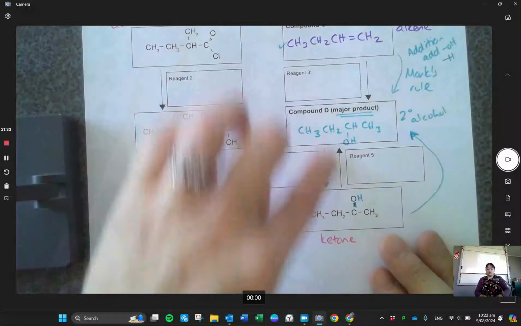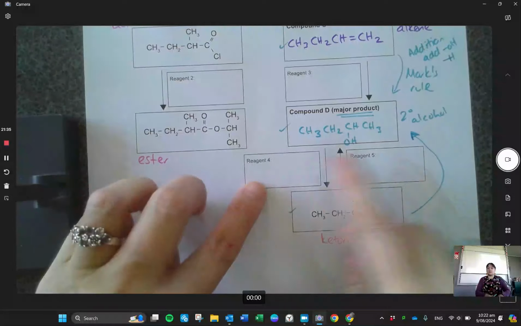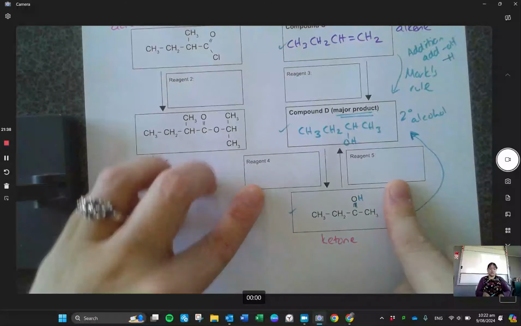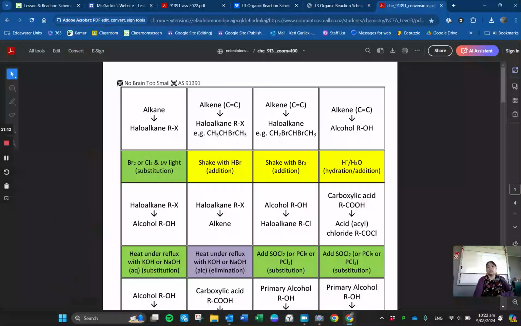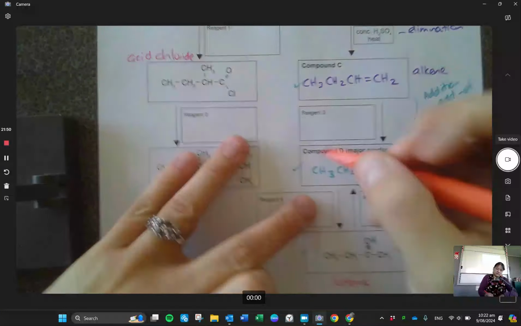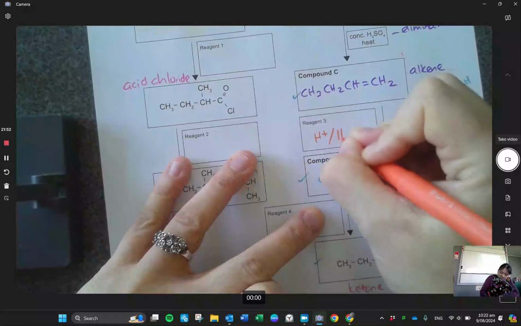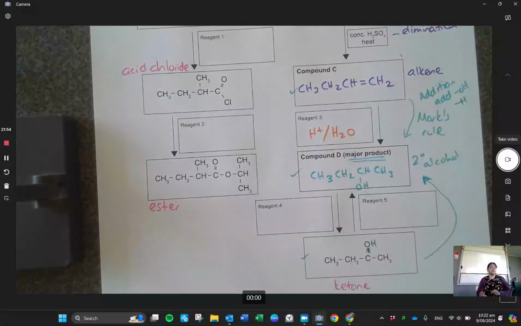Now that I've confirmed all these products, I can identify what reagents I need. This again is just memorization. When I think alkene to secondary alcohol, we look on our list for what we need. It says you need hydrogen and H2O. Let's add that to our reactions: H plus and H2O for that reaction to occur.